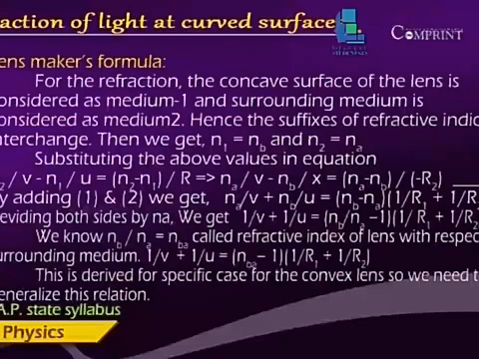Dividing both sides by na, we get 1 by v plus 1 by u is equal to nb by na minus 1 into 1 by R1 plus 1 by R2. We know nb by na is equal to nba, called refractive index of lens with respect to surrounding medium. 1 by v plus 1 by u is equal to nba minus 1 into 1 by R1 plus 1 by R2. This is derived for specific case for the convex lens, so we need to generalize this relation.